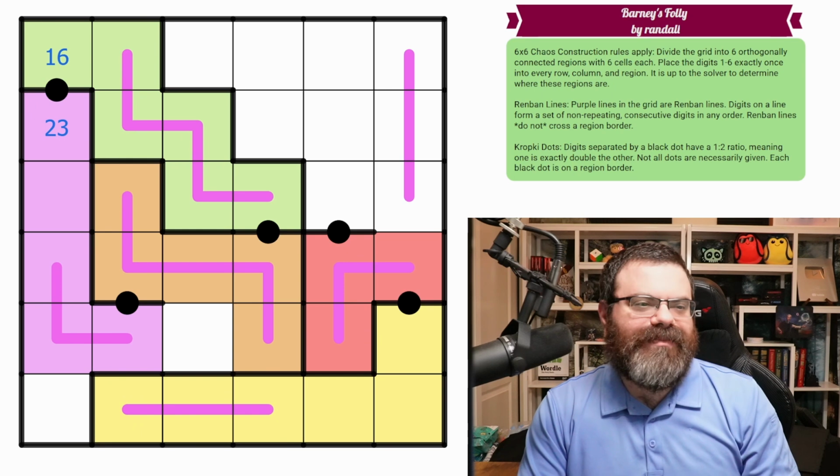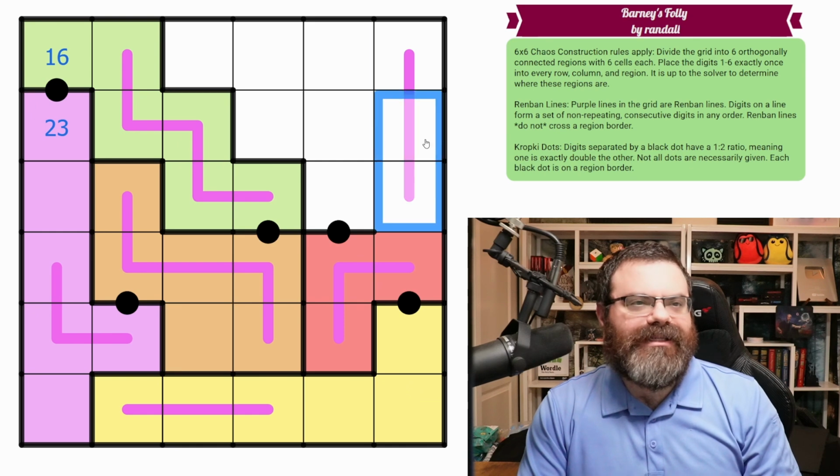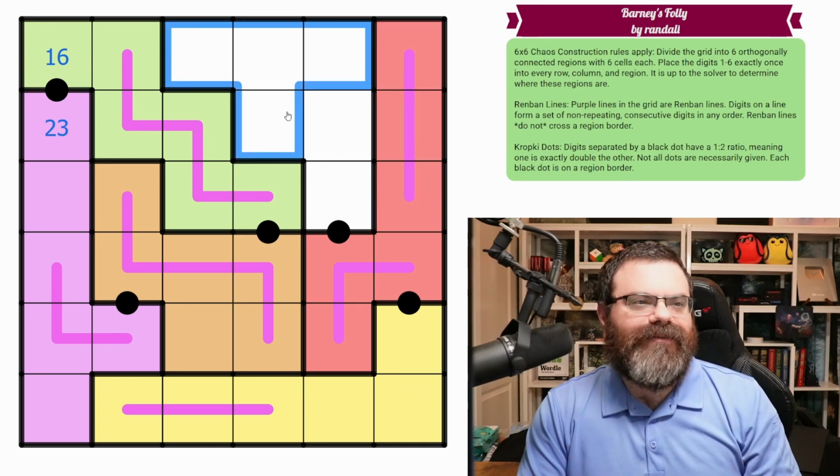Now this cell here has to be in a region, so the only choice is purple, and that finishes purple, and luckily that does give us this 1 cell for orange. Red has to come up and take all 3 of these, which does finish red, and then this is going to be our final blue.